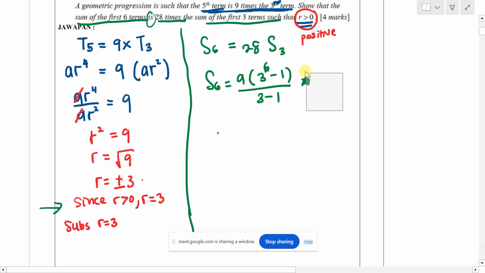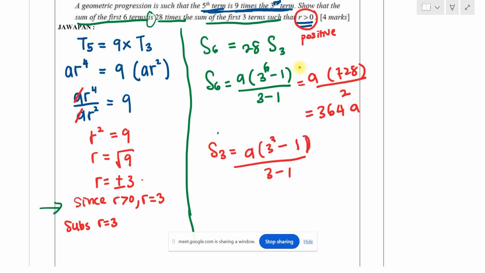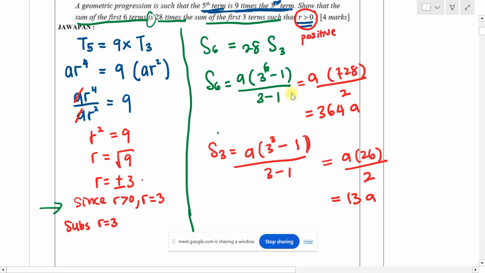It's okay. We try to get S6 in terms of A. So what will be the answer? A times 3 power 6 minus 1, which is 728, over 2. So divide by 2, you get 364A. Now calculate S3. S3 is A, here 3 minus 1, here also 3 minus 1, but then n is 3. 3 power 3 is 27, minus 1 is 26, divided by 2. So you get 13A.